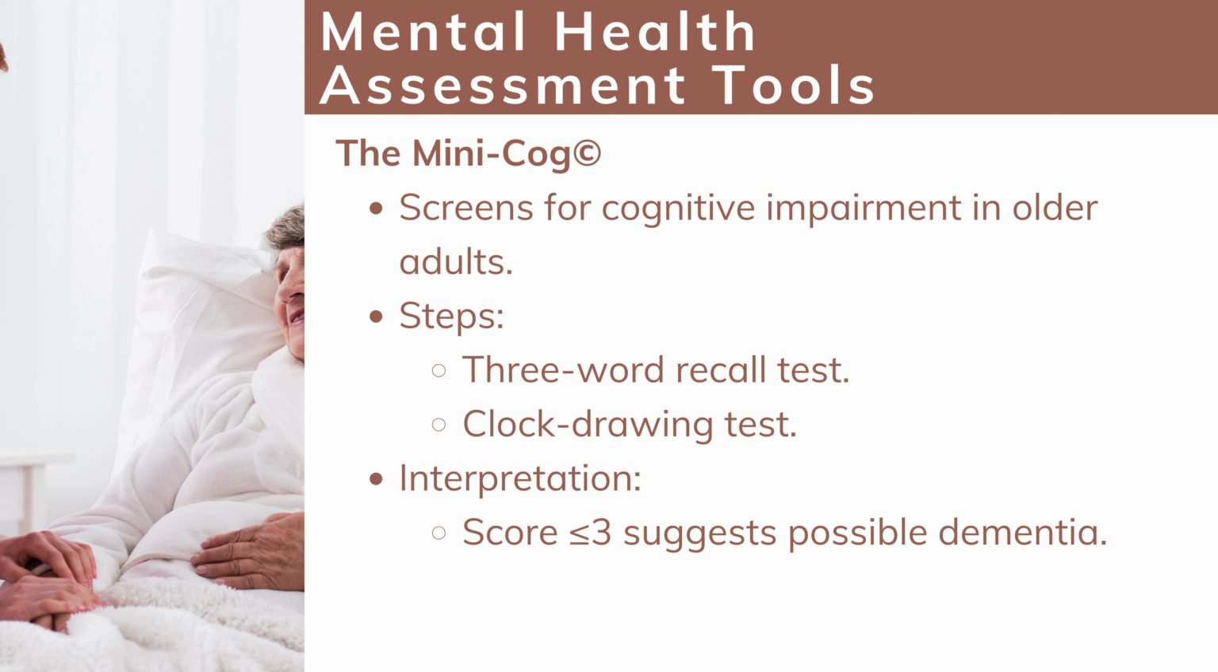A normal score of 4 or 5 suggests intact cognitive function. For example, if a patient forgets 2 out of 3 words and cannot accurately draw a clock, this raises concerns about early Alzheimer's disease or mild cognitive impairment.